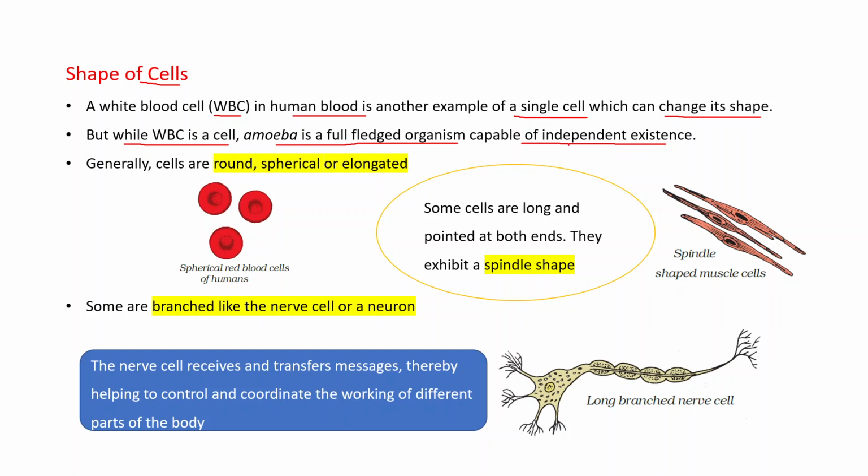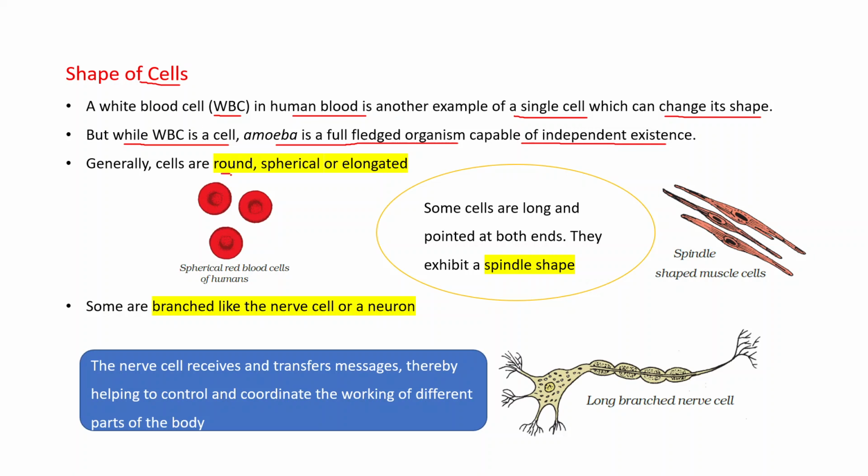Clear? We have two examples of a single cell. One is the amoeba, another one is the WBC. But what are the differences? First, what is the similarity? Both can change their shape. But what are the differences? Amoeba is a full-fledged organism, while WBC is a cell of human blood.